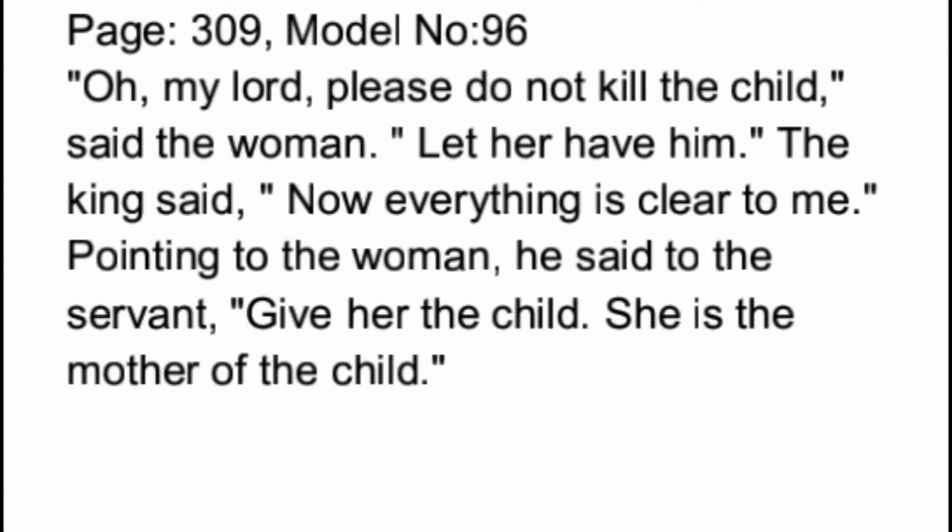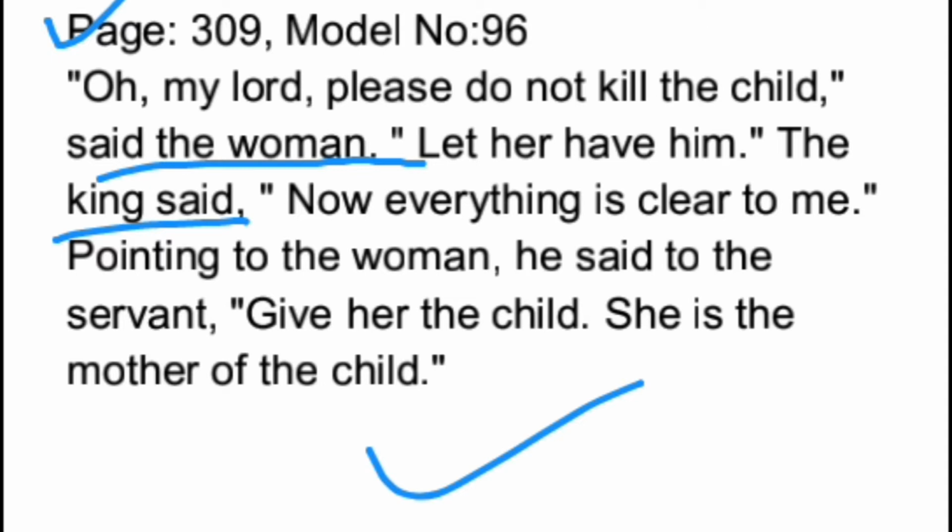So this is basically the direct narration. "Oh my lord, please do not kill the child," said the woman. "Later have him." So dear student, I have got the speaker here. The woman is the speaker here. The king said, "Now everything is clear to me." Here the king is the listener or the person spoken to. Pointing to the woman, he said to the servant, "Give her the child. She is the mother of the child." So my dear students, this is the direct narration.